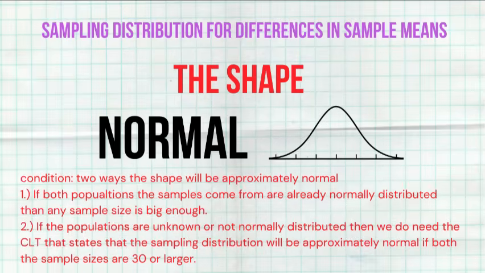All right, lastly, of course, the shape is going to be normal, but once again, we have to make sure that we're big enough to be normal. If the populations that the samples were taken from are already normally distributed, then any sample size is big enough, even 3, 4, or 5, but otherwise, we need the central limit theorem. So if our populations are unknown or not normally distributed, then we need the central limit theorem that tells us as long as the samples are 30 or larger, the sampling distribution will still be normal.